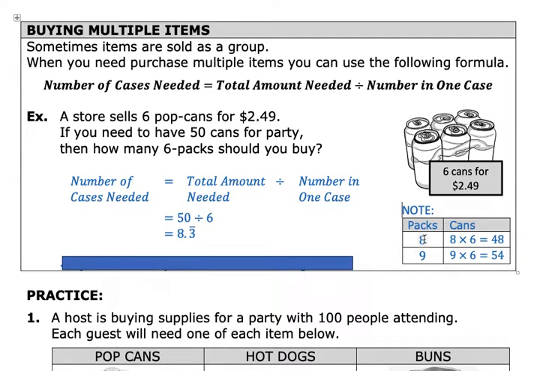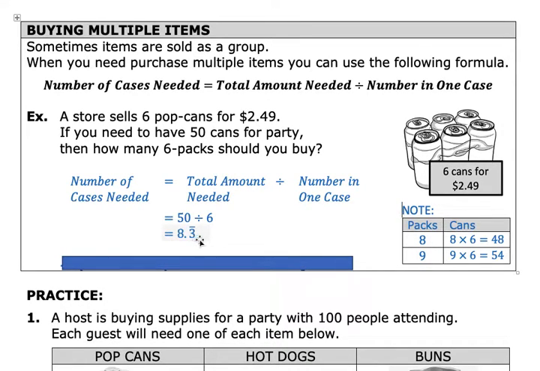If we have 8 packs, we could do 8 times 6, which is 48 cans. But that's less than 50, our total. So we should always have more than what is needed. So we have to go to 9 packs. 9 times 6 is 54 cans. And we're going to be buying more than we need, but it's better to have more than not enough.